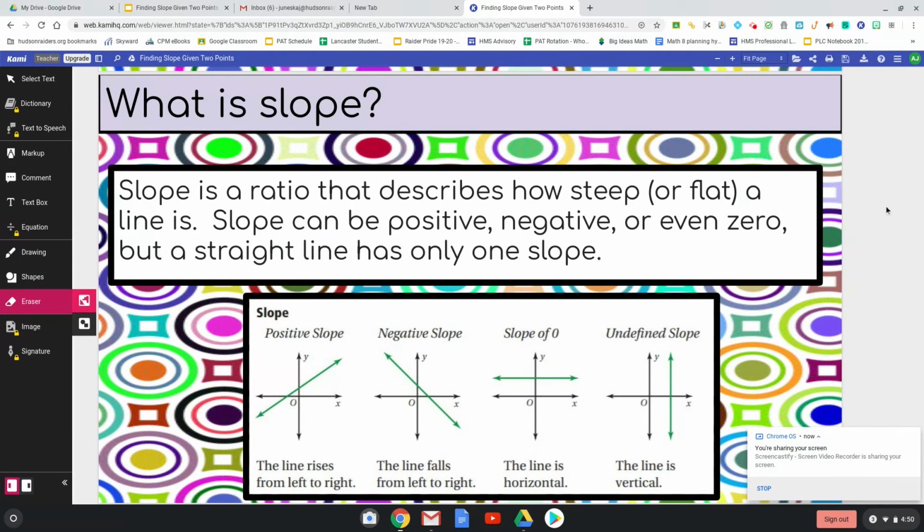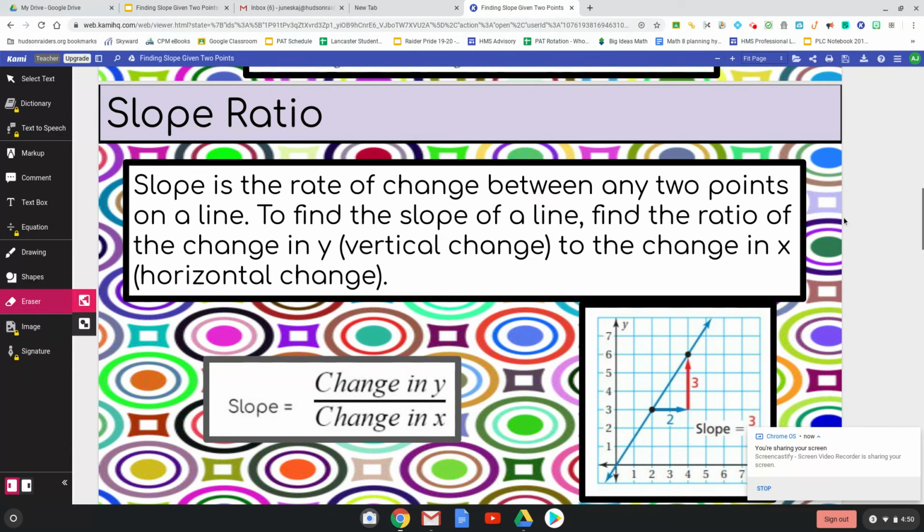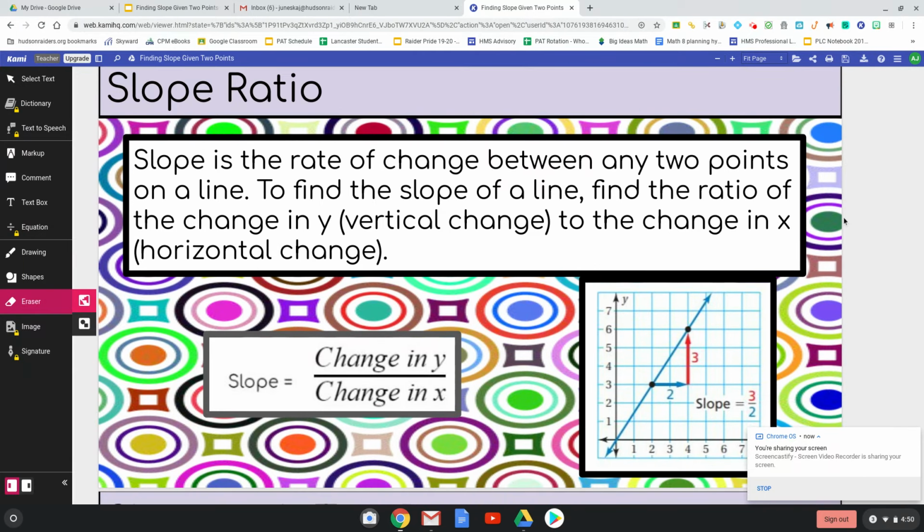Slope is the ratio that describes how steep or flat a line is. There are 4 different types of slopes: a positive slope, a negative slope, a line with the slope of 0, or a line that has undefined slope. The slope ratio measures the rate of change between the vertical change and the horizontal change of a line.